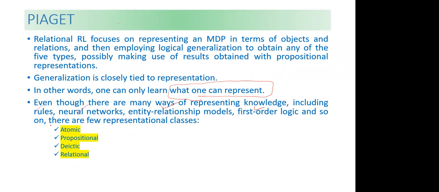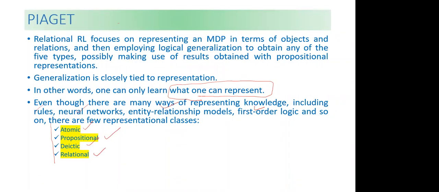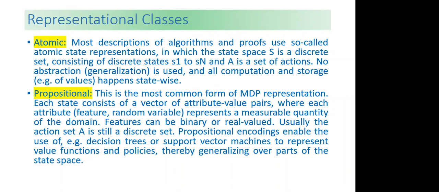Some of these representational classes also exist: atomic, propositional, decade, and relational. Having gone through these classes, we now go into depth on atomic, propositional, and the others. The first one is atomic. Atomic means the description of algorithms and their proofs.